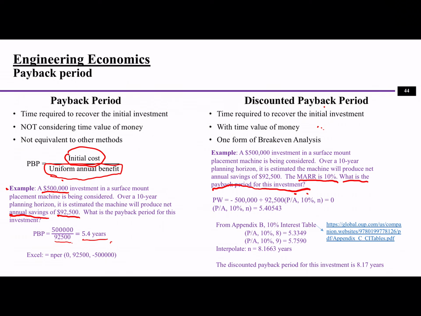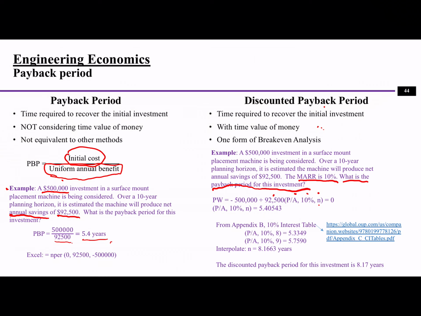If we want them to equal each other, all we need to do is use the annual worth, which is $92,500. We know the interest rate, the MARR, is 10%, but we do not know N. So from this setup, we let it equal 0, and we can find N, because N is the only variable in this equation we do not know.